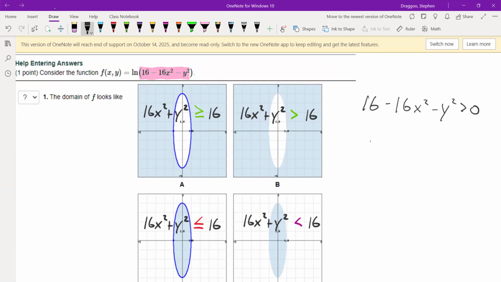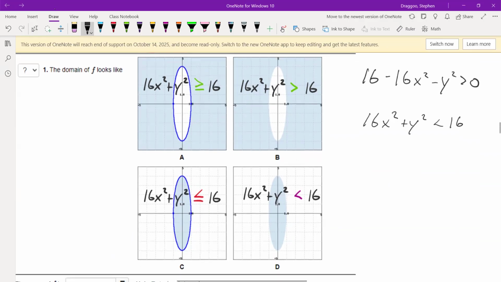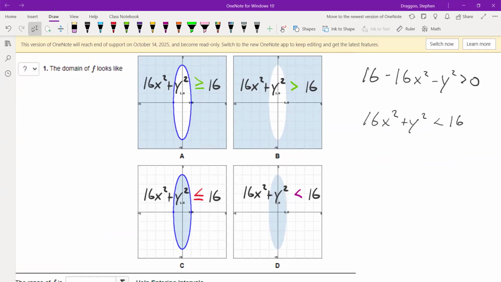Rearranging that to give me an equation that I kind of recognize, I get 16x squared plus y squared should be less than 16. And that looks kind of like a circle, but really it's an ellipse because I've got an extra figure stuck on my 16x squared. So if I go take a look at the available options, in fact, I've taken the liberty again of writing out what each of these domains are representing, because the same ellipse shows up in each of the 4 options. Those ellipses are 16x squared plus y squared equals 16.